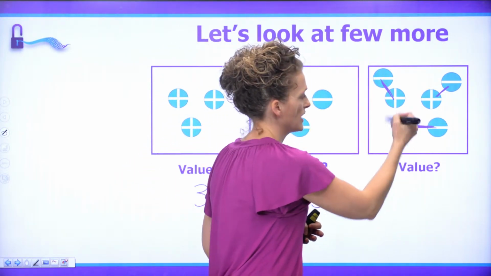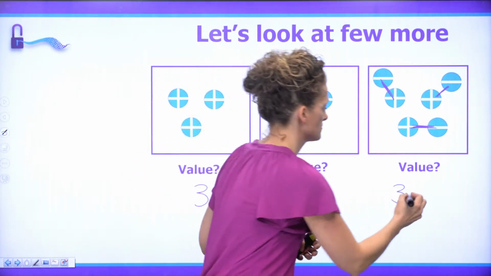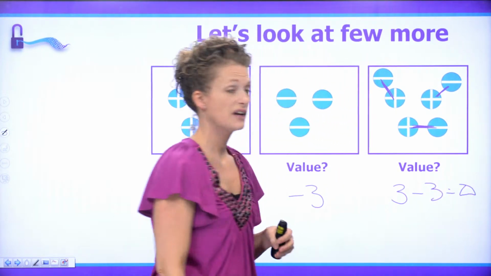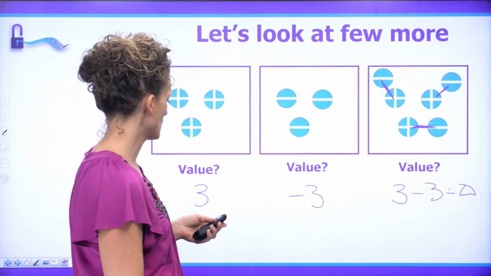So what is that saying? Well, I had 3 pluses and I had 3 negatives. But I can tell I had nothing. So 3 minus 3 is 0.